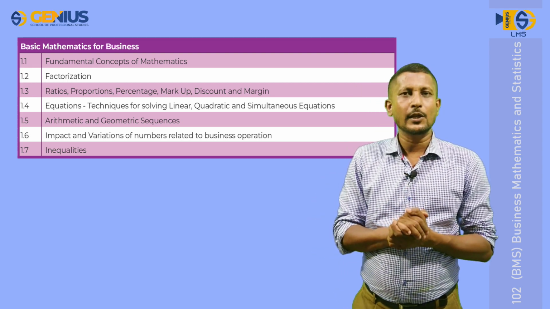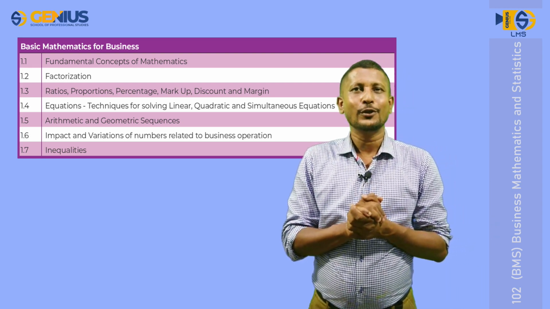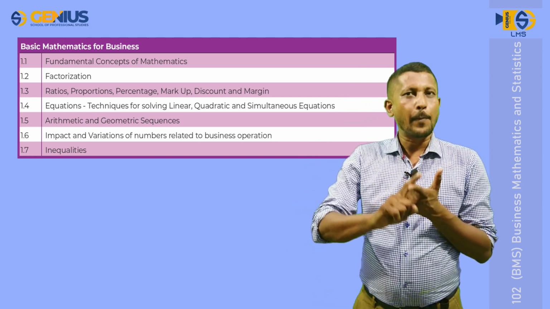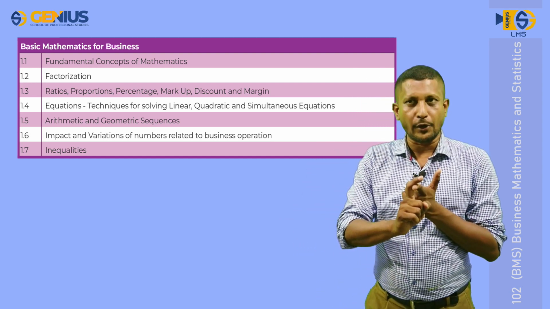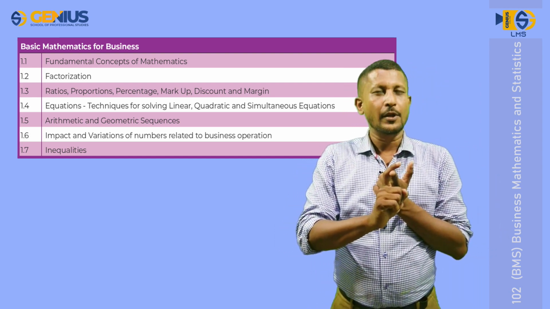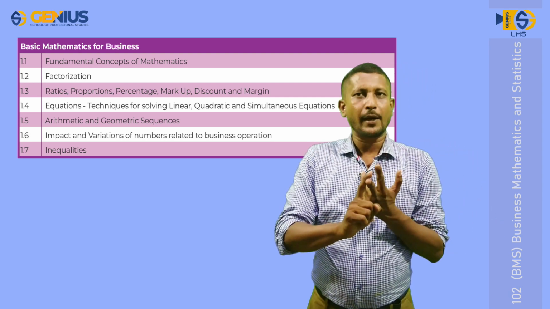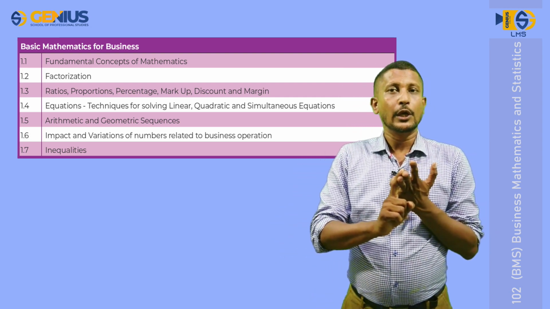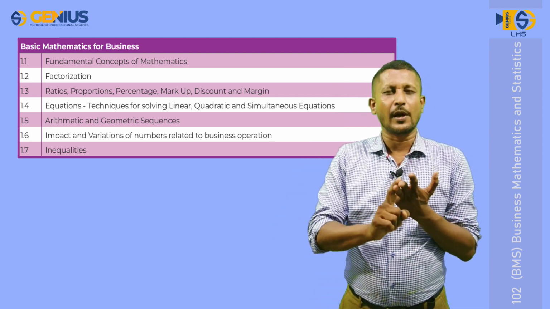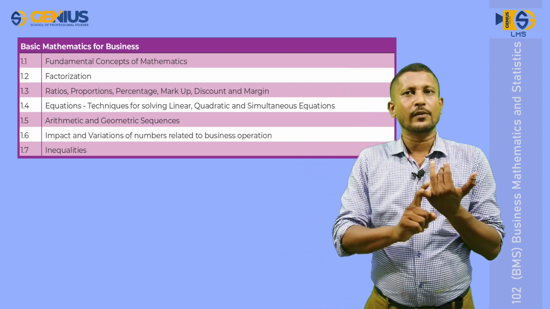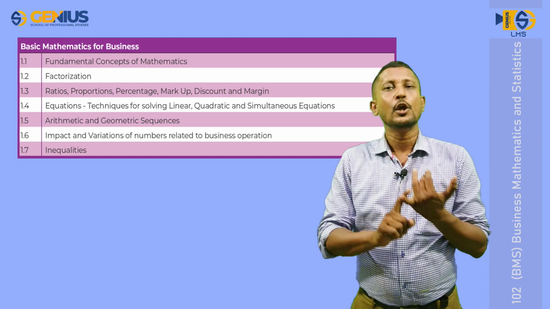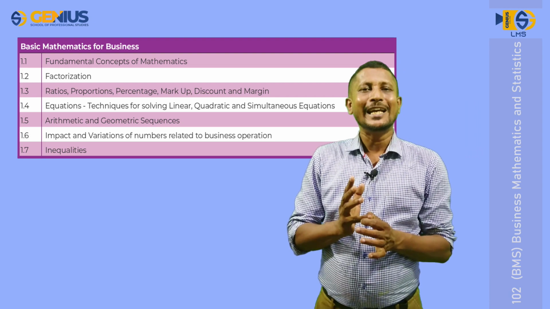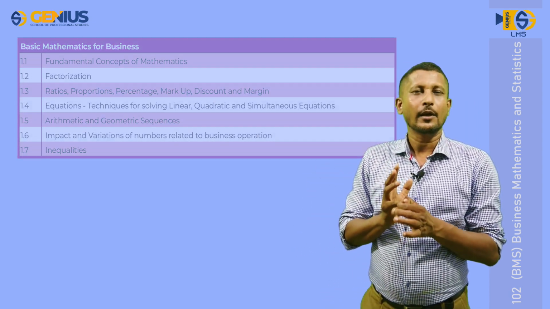So it is a very familiar chapter. At the end of each topic, you should be able to identify and apply basic mathematical skills, apply mathematical concepts to solve problems using ratios, proportions, markups, margins and percentages, calculate impact and variations of numbers related to business scenarios, identify and solve the quantitative variables involved in business scenarios, identify the different sequences of numbers occurring in business problems and solve using algebraic expressions, and finally explain and identify inequalities using a graph.